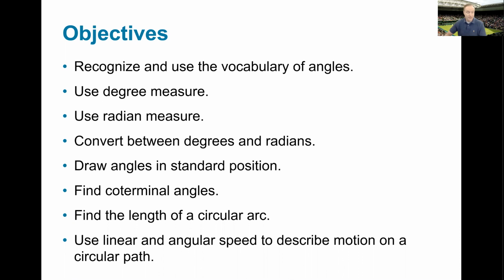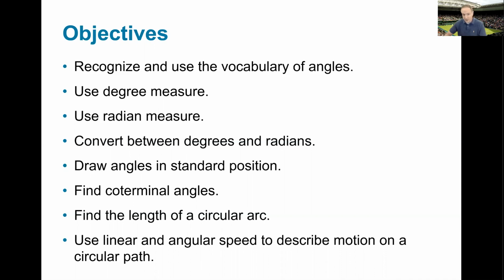Talking about degree measure, and how degree measure is going to range from 0 to 360 around a circle, and then radian measure is going to range from 0 to 2 pi radians around a circle. So we'll be talking about those. Be able to convert from degrees to radians and vice versa. So we need to be comfortable with moving from one to another. That's going to happen quite often.